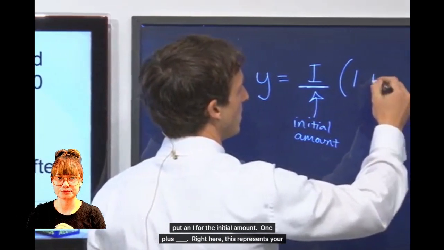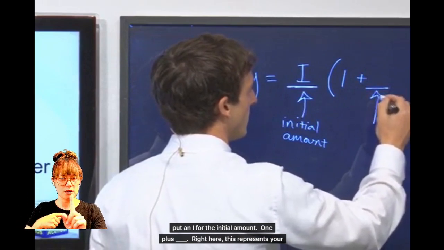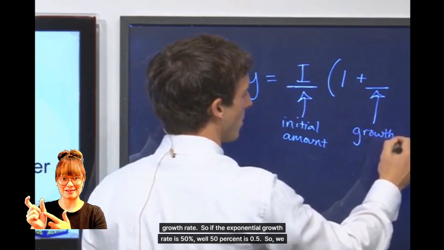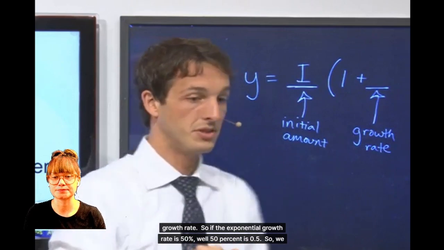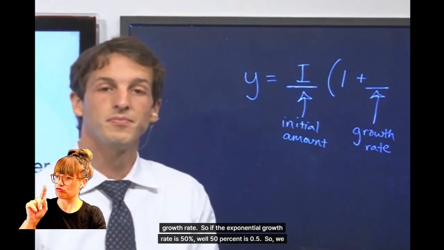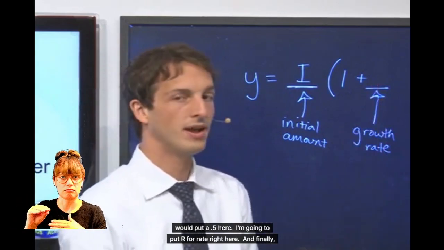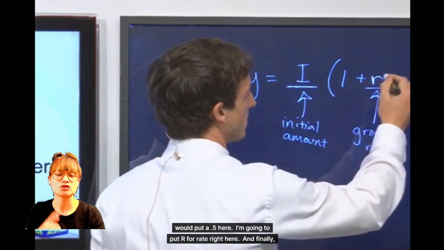1 plus, right here, this represents your growth rate. So if the exponential growth rate is 50%, well, 50% is 0.5, so we would put a 0.5 here. I'm going to put R for rate right here.